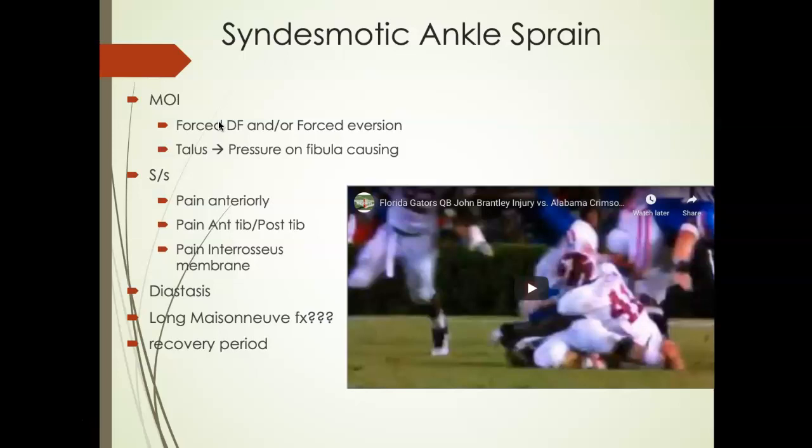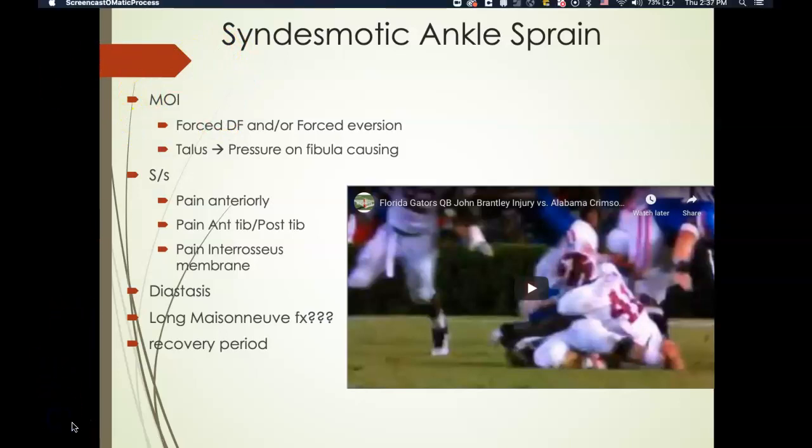What we're also going to see with these patients is that they're going to have a diastasis. And a diastasis, its definition essentially is just a widening of the joint, a widening or a de-articulation of the tibia and fibula distally, right? And so in terms of the recovery period, my goodness, I've seen a syndesmotic ankle sprain take 8 to 10 weeks to heal itself because it's such a weight-bearing bone, because the forces are being transferred right at that junction, that it takes a lot longer for this particular ankle sprain to heal itself.